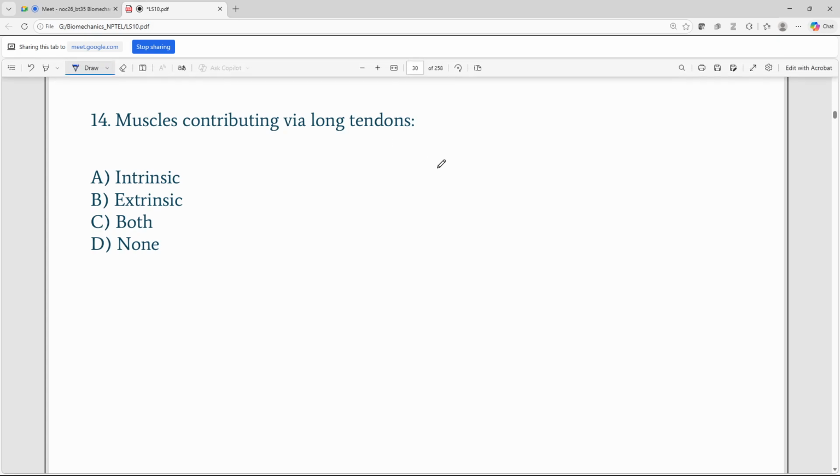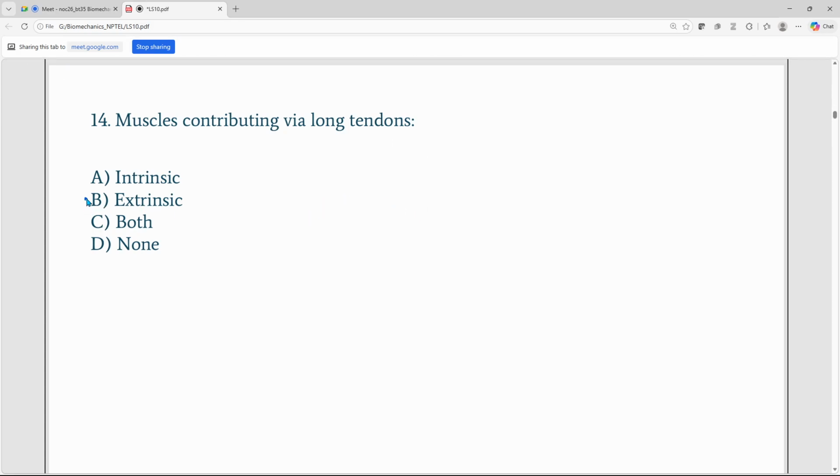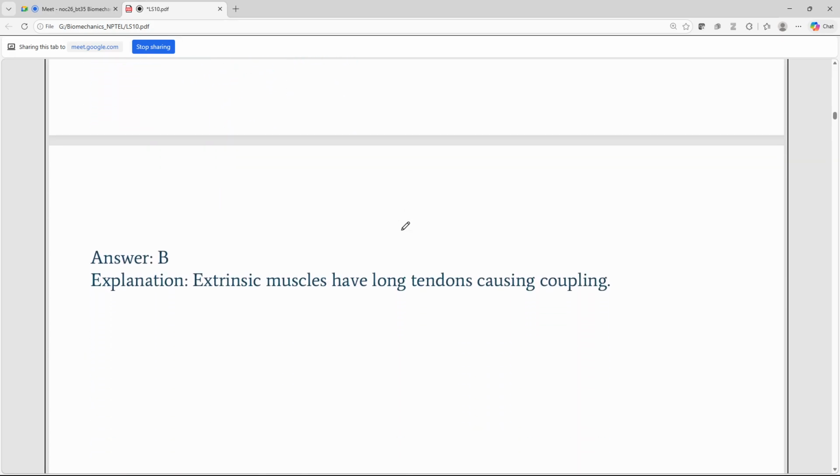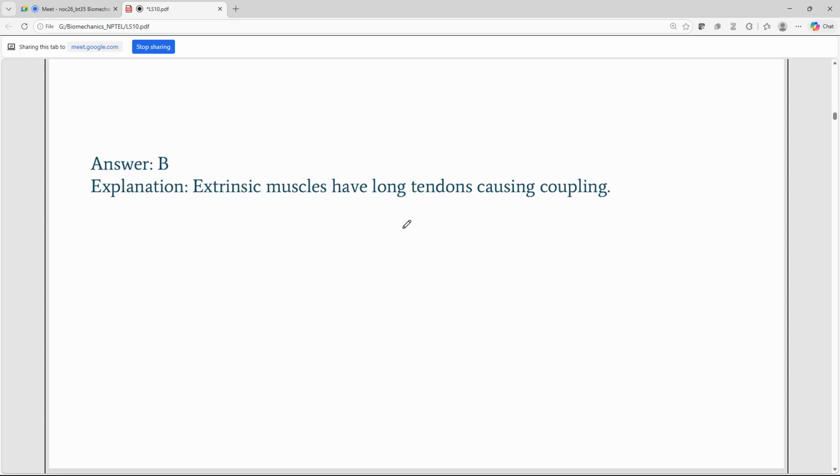The answer is option B, that is extrinsic muscles of the forearm. Extrinsic muscles of the forearm contribute due to their long tendons. Extrinsic muscles have long tendons which cause the mechanical coupling. So our answer is option B.